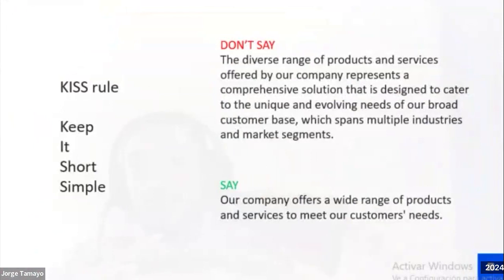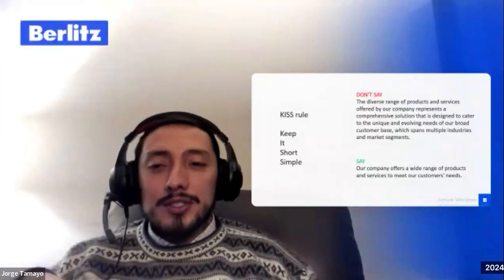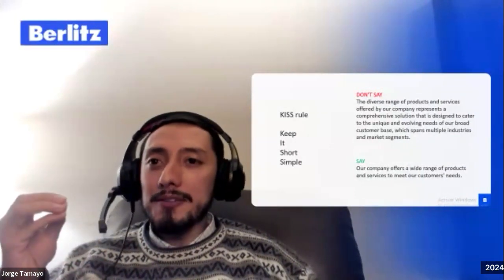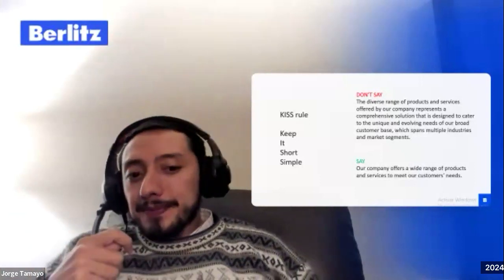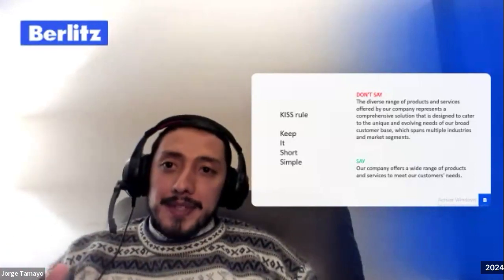And as you can see, we can make it as short and as simple and as concrete and efficient as this. Our company offers a wide range of products and services to meet our customers' needs. That is that, right? No fancy words, no fancy structures, no fancy connectors. A simple and efficient message will do, right? So, in order to make it short and simple, here are some tips.